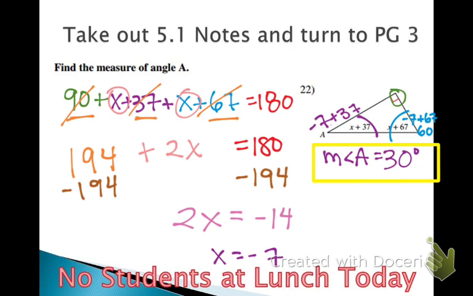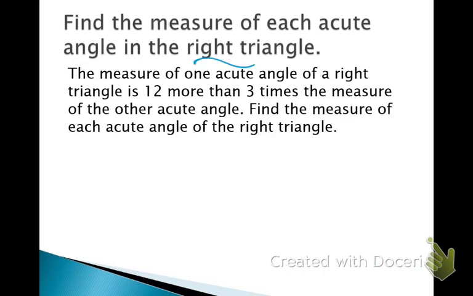All right. Go ahead and take out your homework and a red pen. A right triangle. So I want to draw a right triangle. Go ahead. A right triangle.